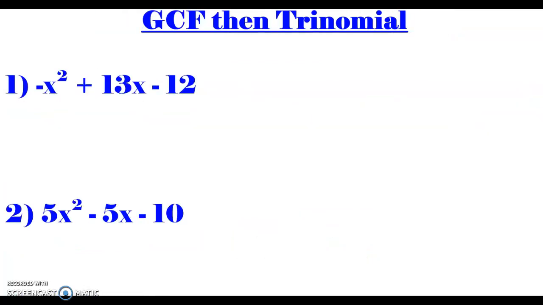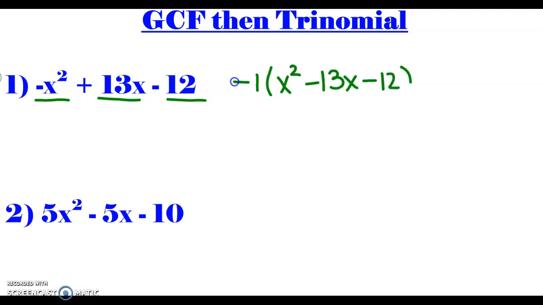All right, when you're doing problems, you always do a greatest common factor first, and you also want your first term to be positive. So for this first one, I want to factor out a negative 1. When I bring a negative 1 out of all the terms, I'm left with x squared minus 13x minus 12. So what I'm left with inside is a riddle.